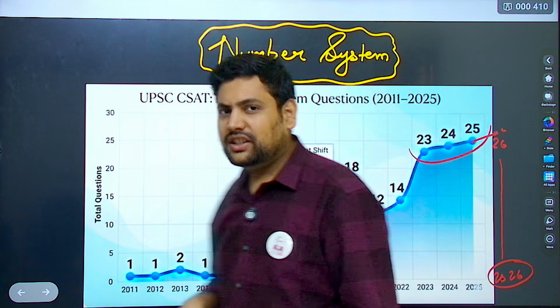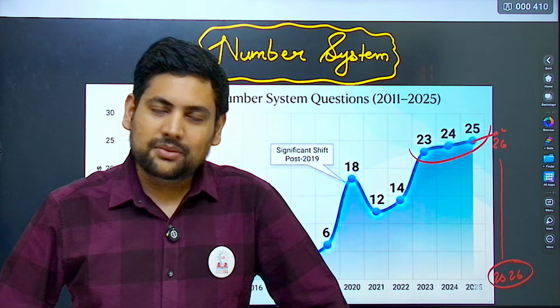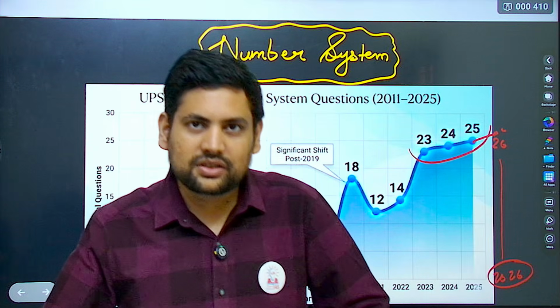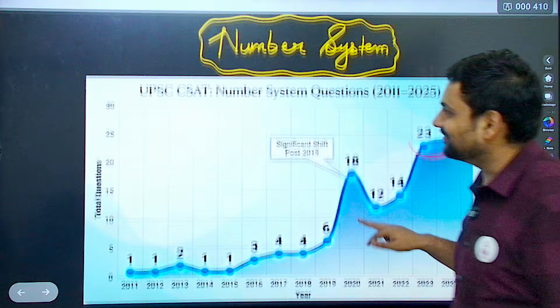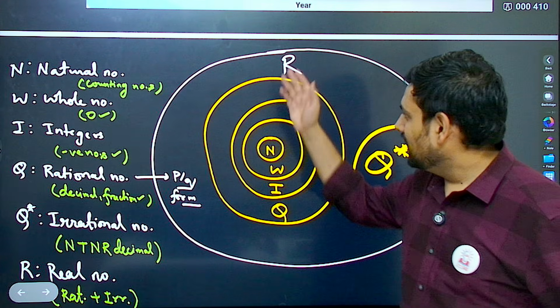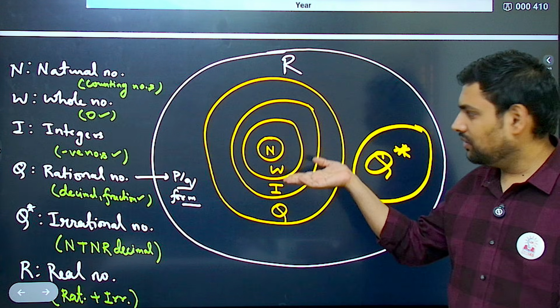In this year also, the way the CDS paper and the other papers look, it seems that there will be a substantial number, 20 plus questions, of number system only. So be ready for it. Then first thing we saw this, correct? What was this? Real number. Then this was rational, irrational, integer, whole number, natural number.